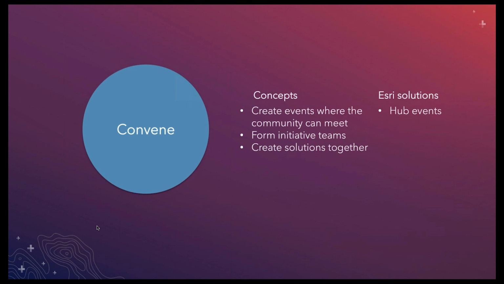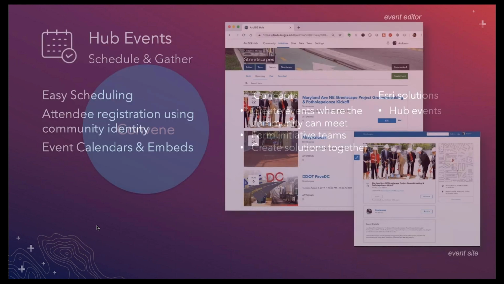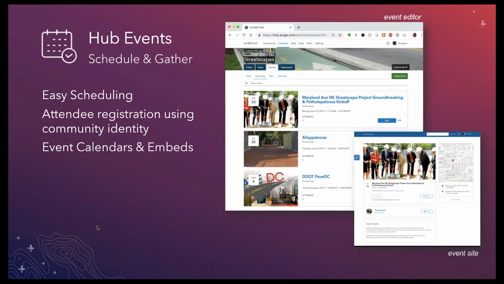We're not going to be talking a lot about events today, but it's a great way to schedule and bring people together. And it provides easy scheduling, attendee registration with the community identity, as well as event calendars and embeds. So if you want to be able to show people what you're doing in the community and when they can come attend or attend virtually, that can be done with events. And again, that is with a premium licensing.